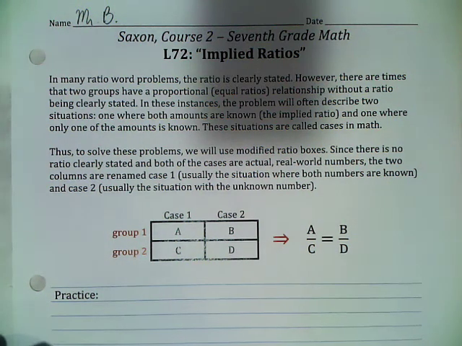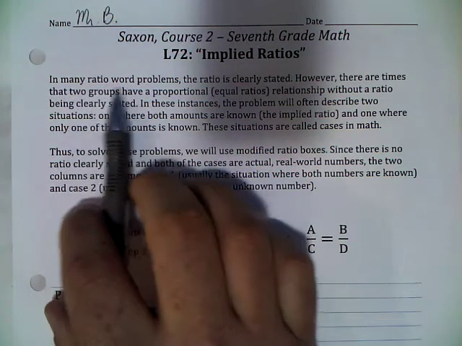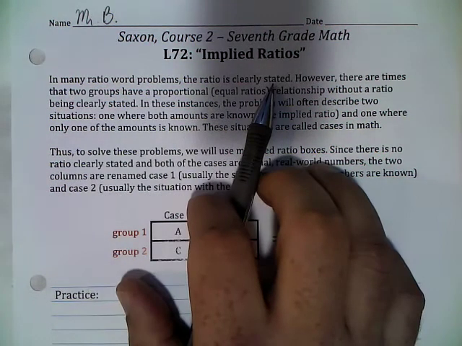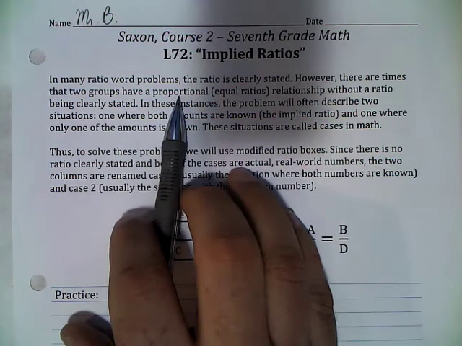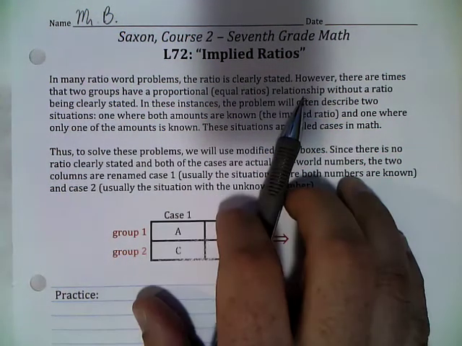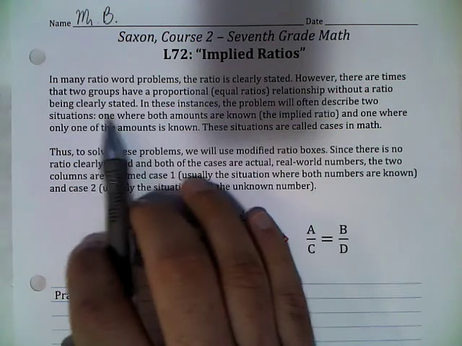This video is over Lesson 72, Implied Ratios, and is for my 7th grade math class. In many ratio word problems, the ratio is clearly stated. However, there are times that two groups have a proportional, equal ratios, relationship without a ratio being clearly stated.